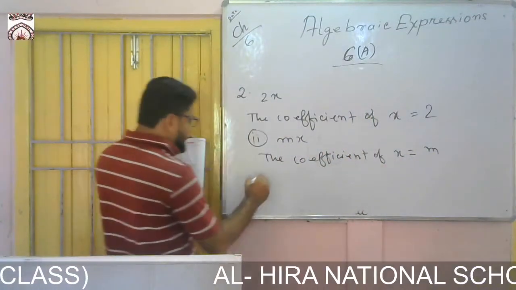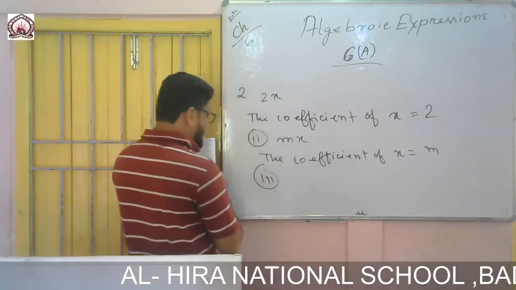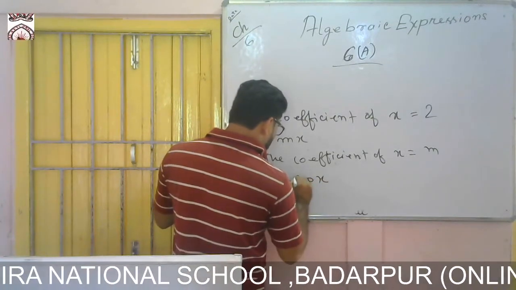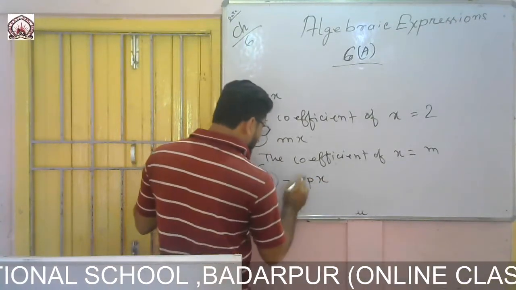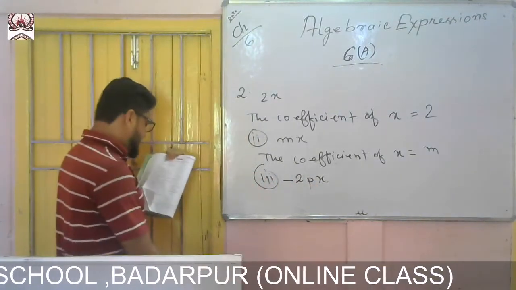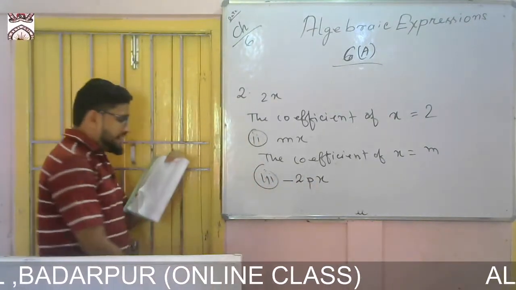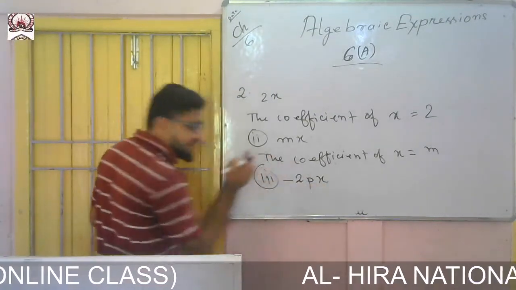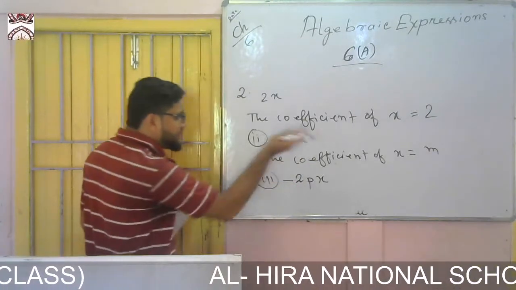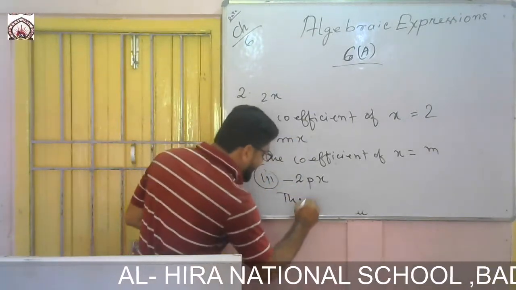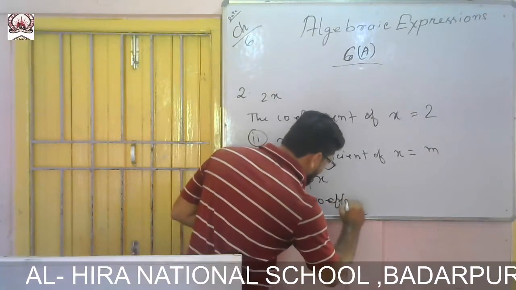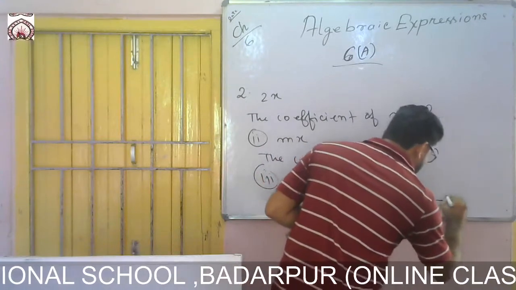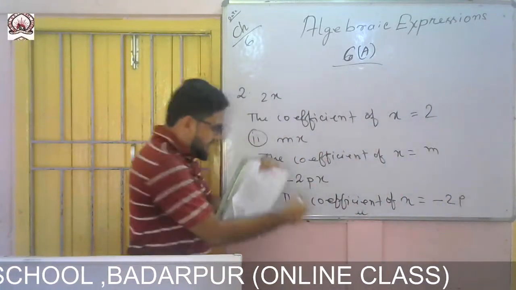Like this in question number 3, minus 2px. So that means what? I need to write the coefficient of what? x. So leaving x, what is there? Minus 2p. So that will be the coefficient of x. So write the coefficient of x equals to what? Minus 2p. Understood?